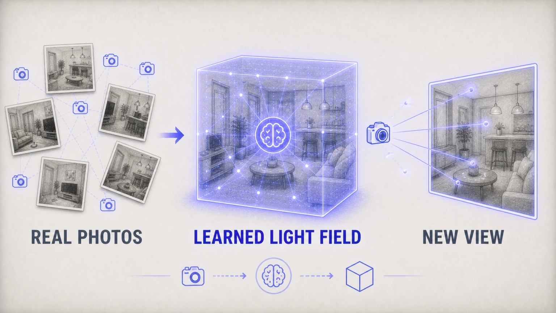The core idea is beautifully simple. Learn what light would look like at every point from every direction that matters. Use real photos as the teacher, then ask new camera rays what they would see. That is how AI can rebuild the feeling of 3D worlds from 2D images.